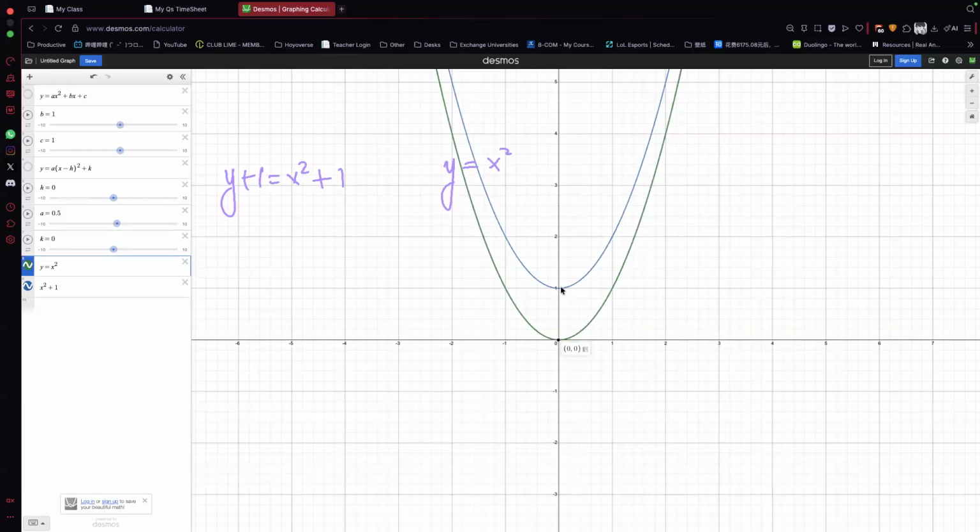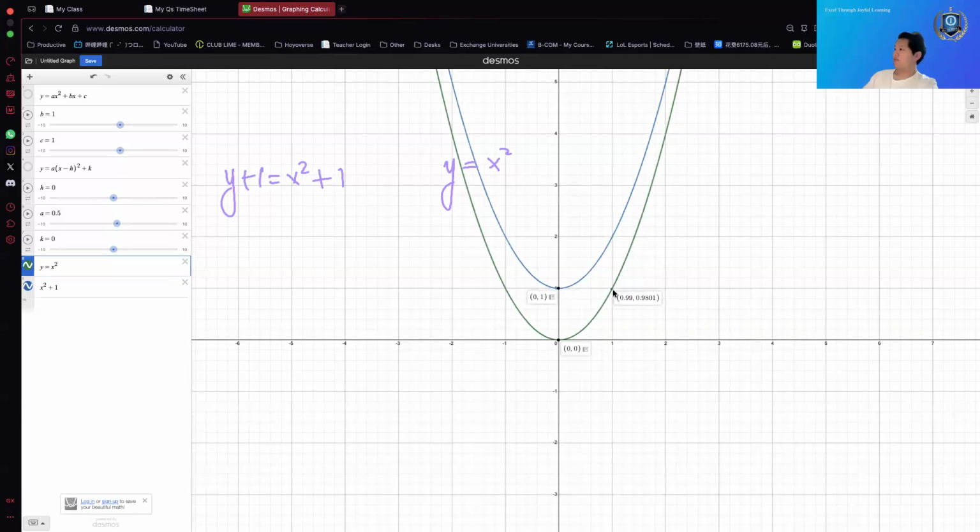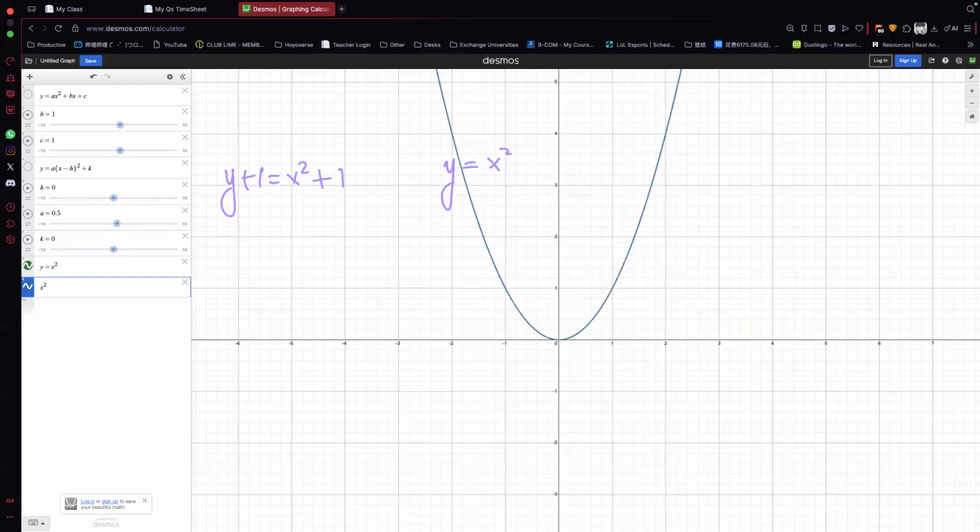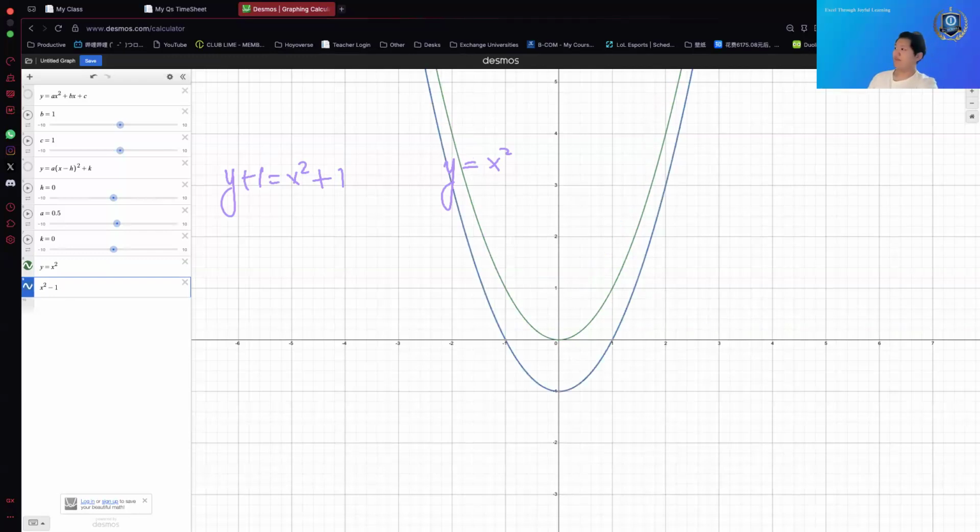Yep. This is being moved up to here. And in this case, it will be 1, 1. It's being moved up to 1, 2. Now, what happens if I decide to do minus? Oh, it's being moved down, right? So it's quite clear, moving up and down, it's simply just whatever function you have.